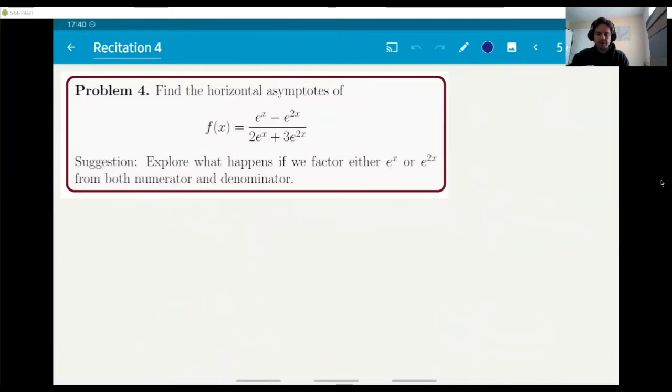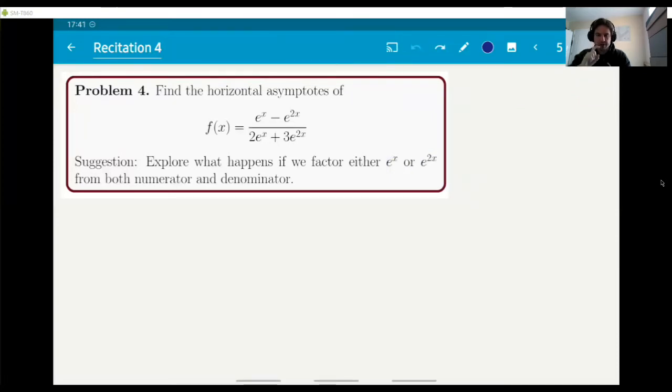Problem 4 is very similar to the previous ones. We are again going to factor somehow a highest degree term. But as it turns out, which one is the highest one is going to depend on which limit you're taking. This is why this suggestion is given here. But first, let's read the problem.